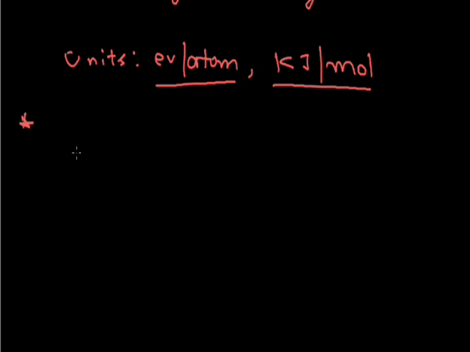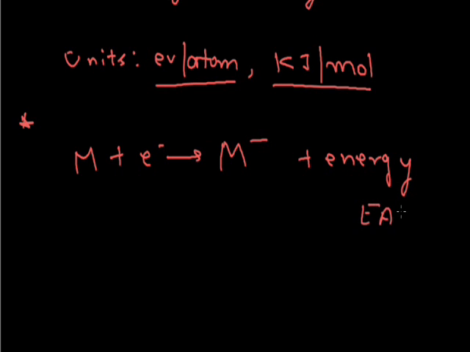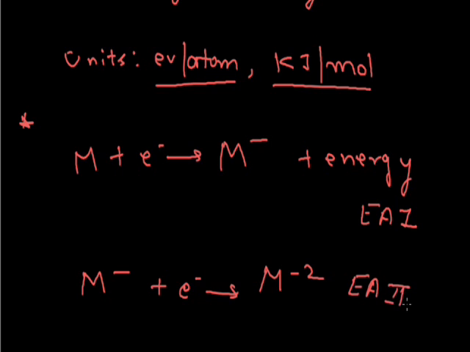Now what is that? When an electron is added to an isolated atom, it turns to an anion and some energy is released. The energy released in this step we will call EA1. After this, when an electron is added to this negatively charged anion, which is obviously difficult because the negative charge will apply a force of repulsion, it will convert to -2. The energy required in this process will be called EA2. The thing we have to notice here is EA1 is the energy released, while EA2 is the energy required.